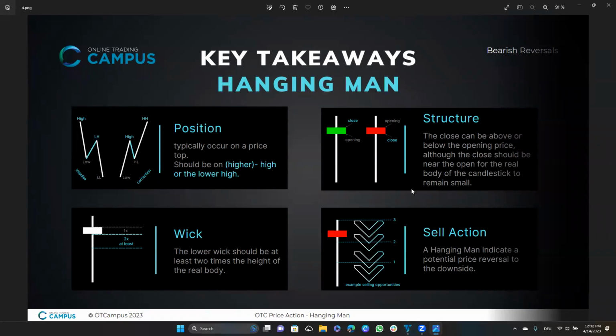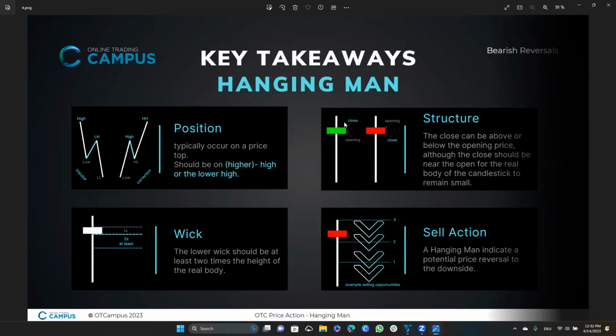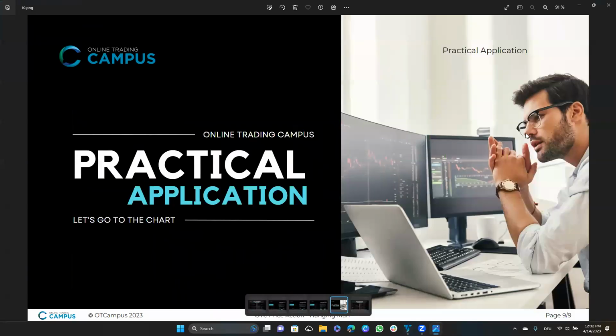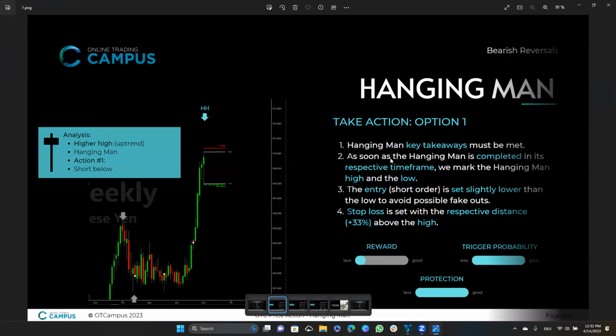Let's go here to the structure, green or red candle. We have a green candle here. Also, the close can be above or below the opening price, meaning green or red. Also, the close should be near the open for the real body of the candlestick to remain small. The close is near to the open, right? And also on the top, it's a clear hanging man. That means the hanging man key takeaways are met. Perfect. Let's go into number 2.